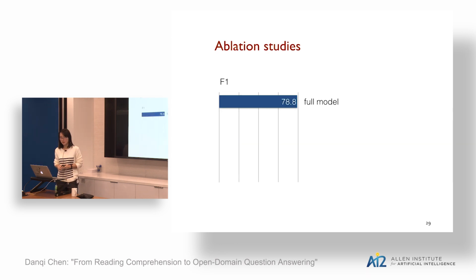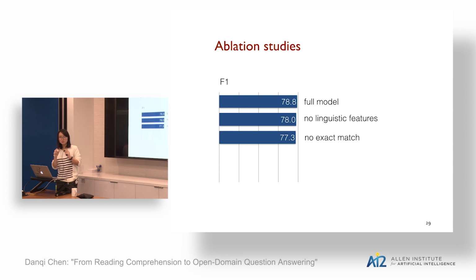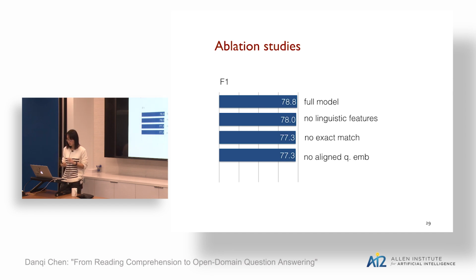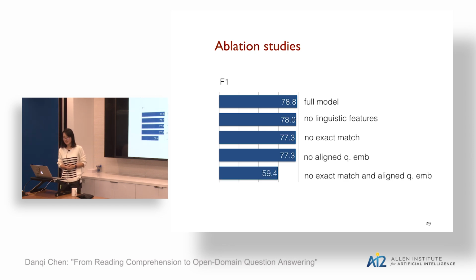So we also performed some ablation studies on these feature selections. The full model can get 78.8 accuracy. If we just remove the linguistic features, it's only a 0.8 drop. It's not that much. If we remove the exact match feature, it's only a 1.5 loss. And if we also remove the aligned question embedding, the performance drops by 1.5. But what is dramatic here is that if we remove both the exact match feature and the aligned question embedding, the numbers drop by about 20 points.